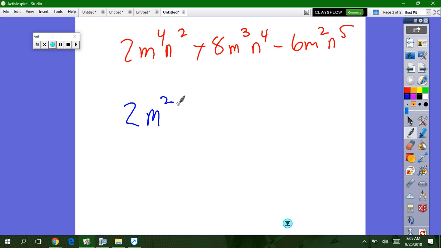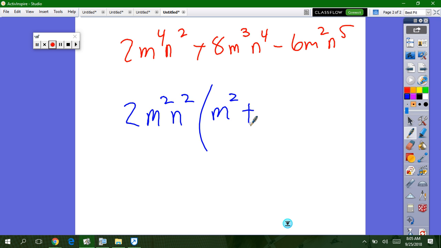And what do they have in common with their n's? N squared as well, correct? So if I did 2 divided by 2, nothing's there. M to the 4th divided by m squared, I need an m squared here. Notice n squared divided by n squared is gone as well, so it's just an n squared. Are you there with me?